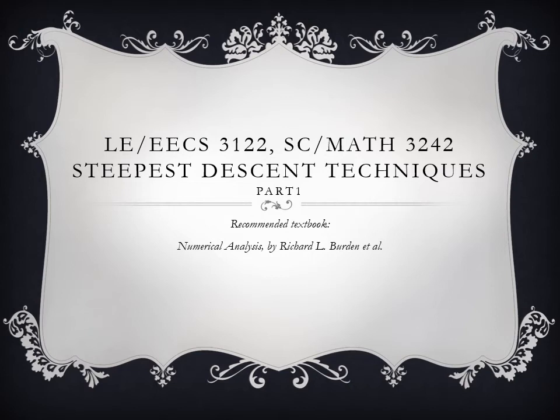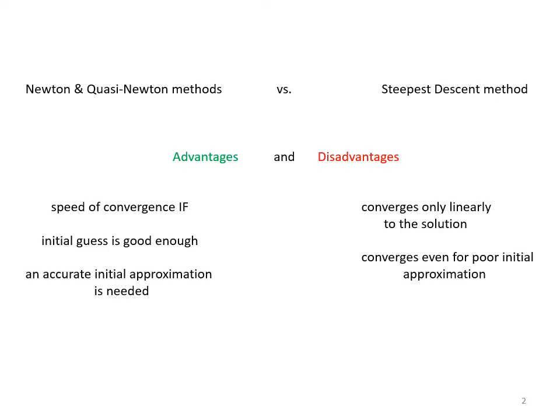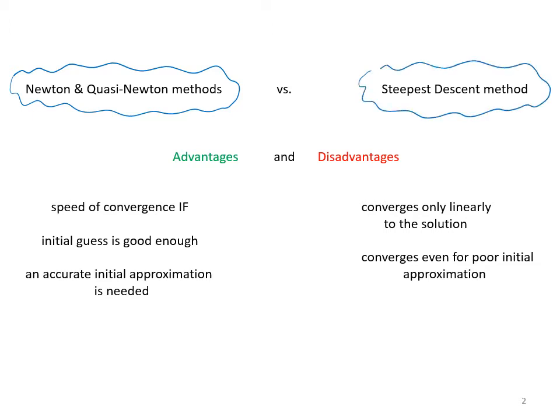Next numerical method that I'm going to cover is the steepest descent method. Let me start the discussion from the comparison of the methods we just studied in previous lectures, Newton and quasi-Newton methods, and the steepest descent method we are going to study today. Let me say a couple of words about advantages and disadvantages.